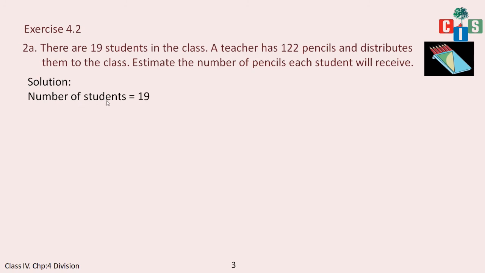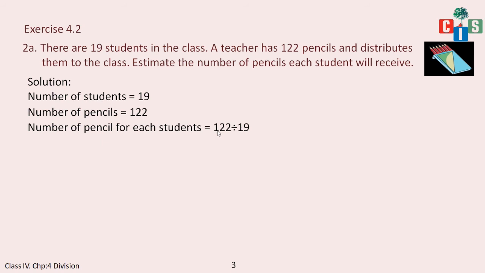So we will start with the sum, that is the solution. You have number of students here which is 19 and the number of pencils are 122. Fine. And the number of pencils for each student will be 122 divided among 19 students. Okay. Now we have to estimate obviously. So we will round it off to the nearest 100.